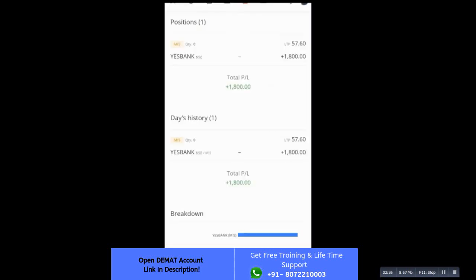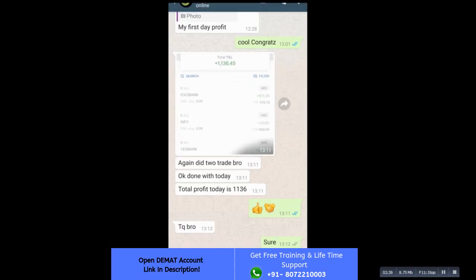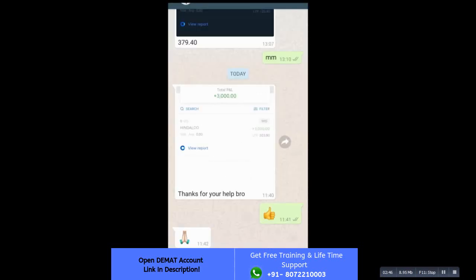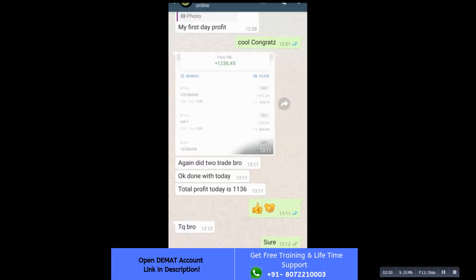This is 1800. This is 1000. These are first day profits. In the first day itself, these people had made a terrific profit by using those particular techniques for intraday. Again, this is 3000. They are very patient in observing the stock and making profits, and they also use other strategies.